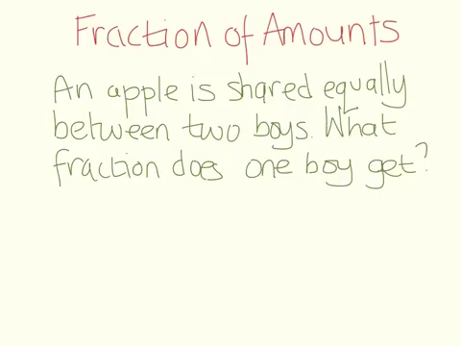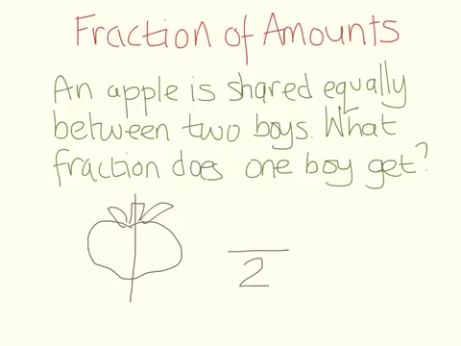What you could do is visualise the problem, so to the best of your ability, draw yourself an apple. Now you know that it says it's shared equally, so as there are two boys you need two pieces. That means the two pieces become your denominator, and as the apple is to be shared equally, one boy will get one of those pieces. So an apple is shared equally between two boys. What fraction does one boy get? Well, one boy will get a half.